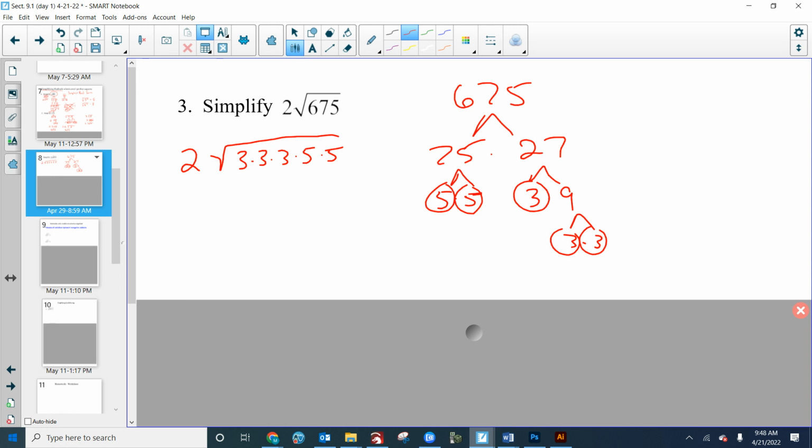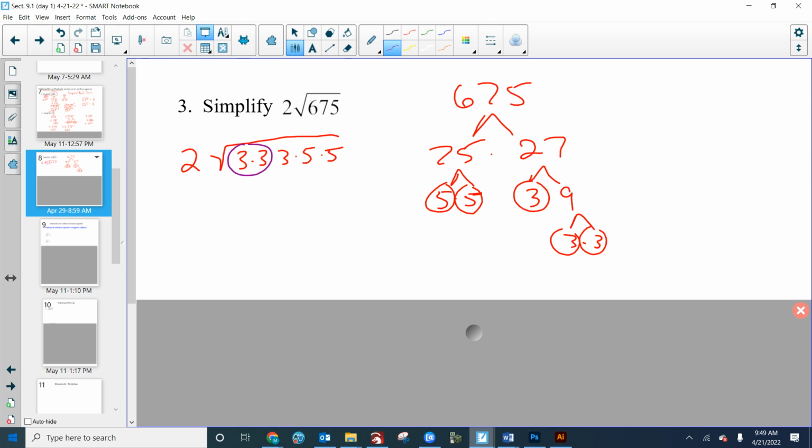Right? Okay. Do I have a pair of 3s? Yes. So, as Mr. Westphal said, that's 3 squared. How many can come out? What's the square root of 3 squared? Only if I have a pair, 1 comes out. That's all I can take out.